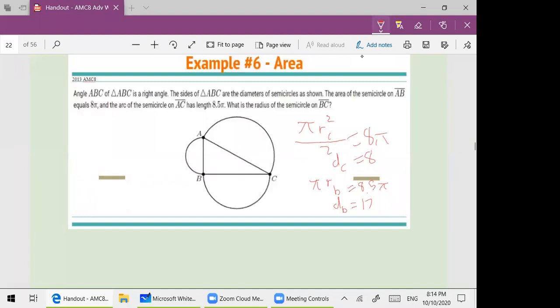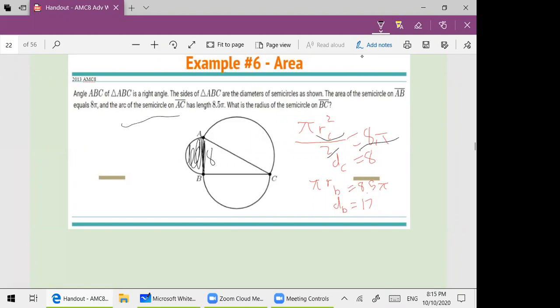Okay, so first we consider this, which is given to have an area of 8 pi. So then pi r squared over 2 equals 8 pi, which means that the diameter, or the length of AB, is 8.